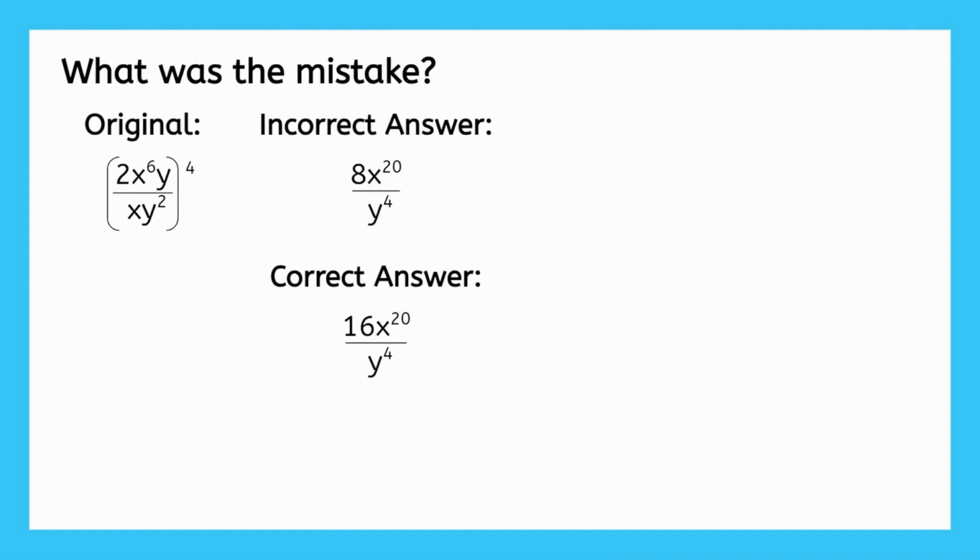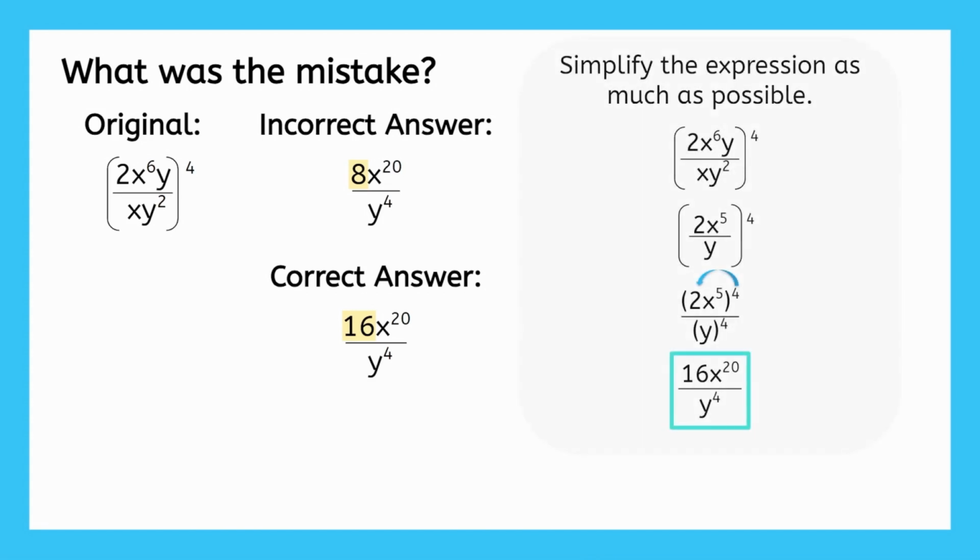How does our simplified answer compare to the incorrect answer Exponox gave us? Our answer has 16, while Exponox's answer has 8. We found the difference, but we need to determine what mistake was made to answer the riddle. So what do you think the mistake was? To get 16, we distributed the outer exponent of 4 to the 2, which gave us 2 to the power of 4, or 16. What do you think Exponox did with the 2 and 4 instead?